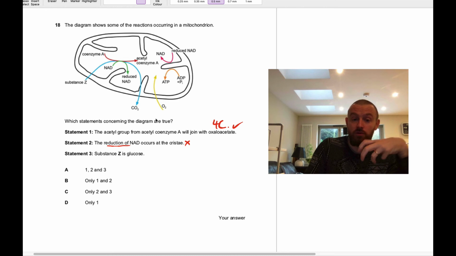Hydrogen ions are removed. So look, we can see here, this is oxidation. It's happening here. Substance Z is glucose. No, that's not true. It is pyruvate. So it's just number 1.